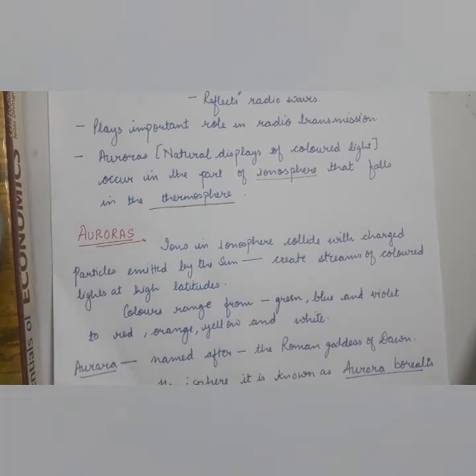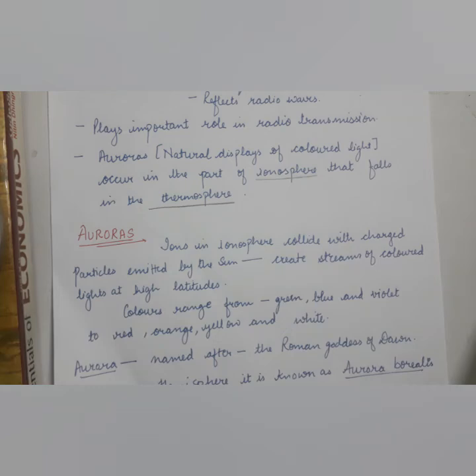Now we will be discussing the phenomenon of aurora. The ions of the ionosphere, in the part in which the thermosphere is there, collide with the charged particles of the sun. The sun also emits charged particles. Both the charged particles collide with each other, and they create a stream of colored lights at the high latitudes. It is seen in the northern and the southern parts, and the names are different.